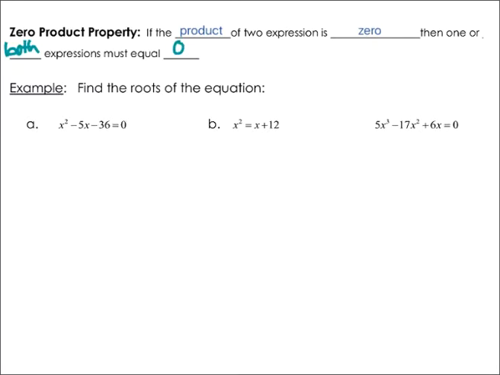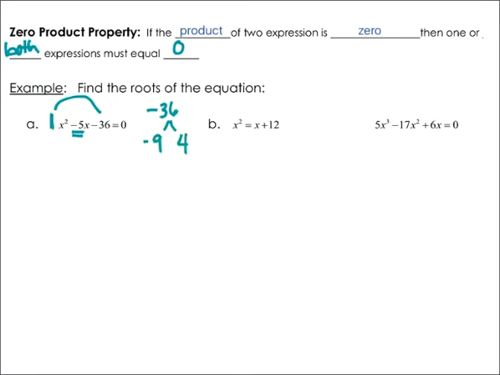So, more factoring. Let's see if we can figure this out. Remember, that's a 1 out in front, so we can do these a little bit quicker if we don't want to do all the grouping. 1 times negative 36 is negative 36. 2 numbers you can multiply to get negative 36 that will add up to negative 5. Negative 9 and positive 4.